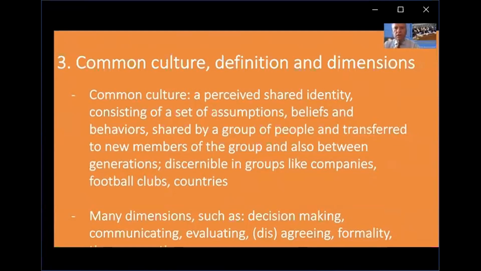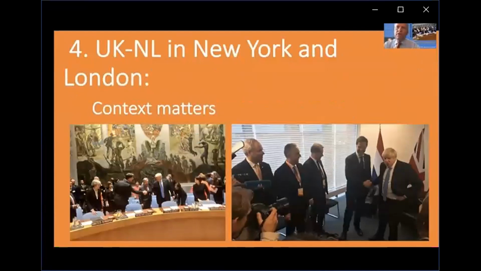But in this context, in this subject, and let's go to the next slide, what struck me coming from New York to London was how much context matters. In New York, I felt very strongly, and the picture to the left is my prime minister meeting Donald Trump with Theresa May behind him and me behind Theresa May. To the right is the meeting between the two prime ministers of the two countries where I'm looking on. The context matters.